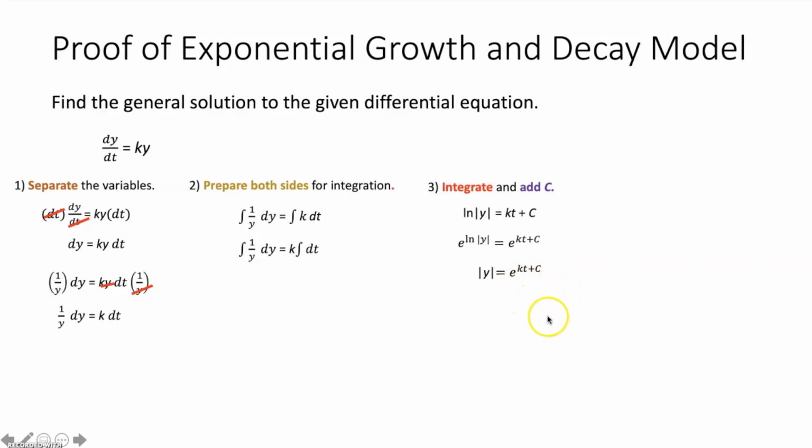So if we want to go the other way, we know that e to the kt plus c would be e to the kt times e to the c. And I can take that e to the c and just move that in the front if I wanted to by the commutative property of multiplication.